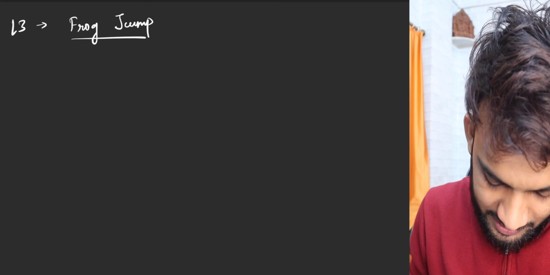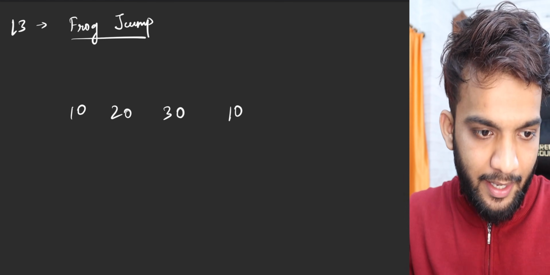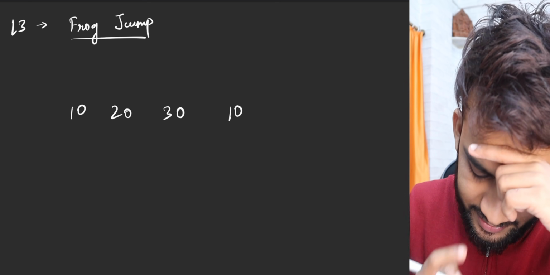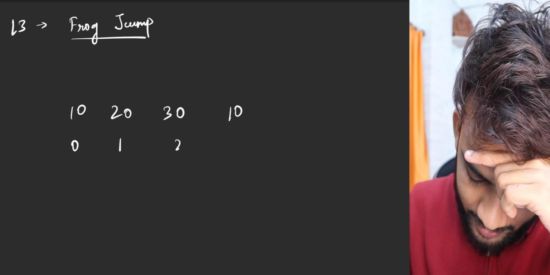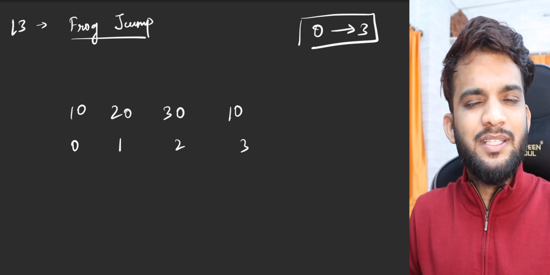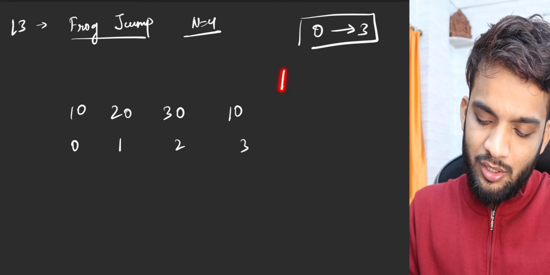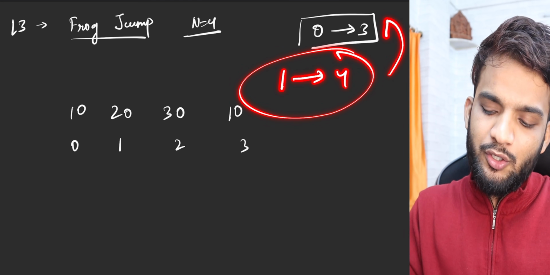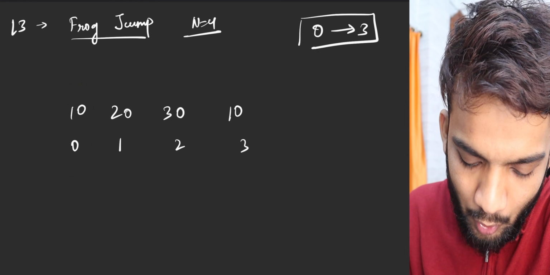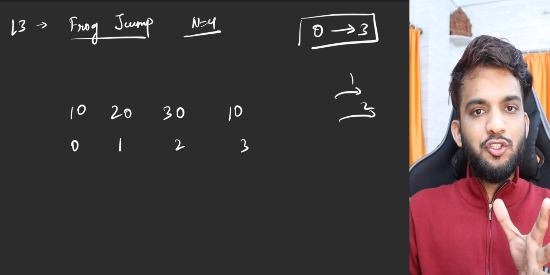So for an example, I'll just take the first example: 10, 20, 30 and 10. Okay, and I'll try to explain this. So basically there's a frog. Now if I consider these as 0, 1, 2, 3, the frog wants to reach from 0 to 3. I have converted the problem into zero based indexing. So even if n is 4, ideally the question was from 1 to 4, but I have converted it into zero based indexing. Okay, so if the frog starts from here and he can only jump one or two places, what is the minimum energy that he will require?